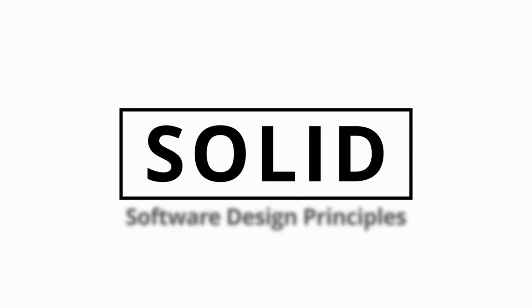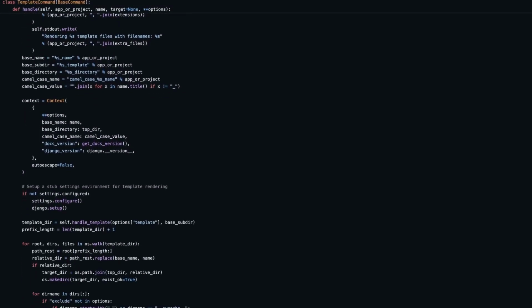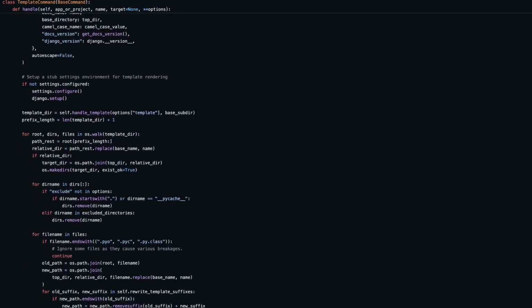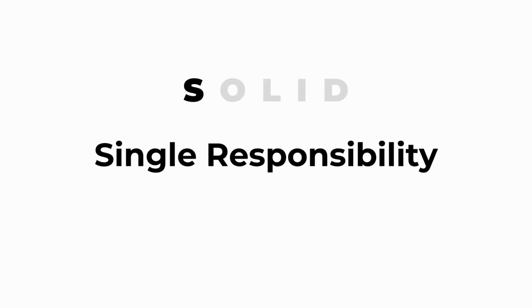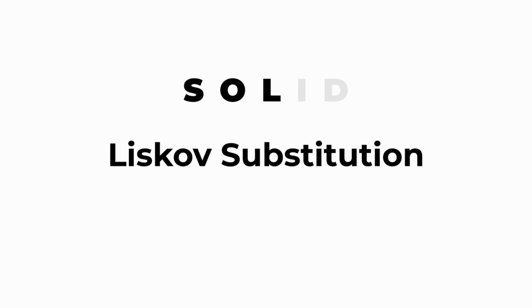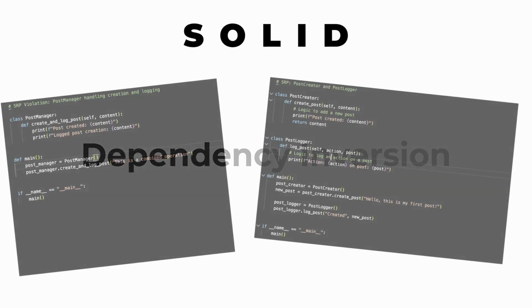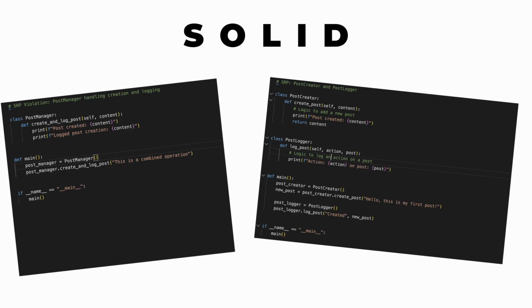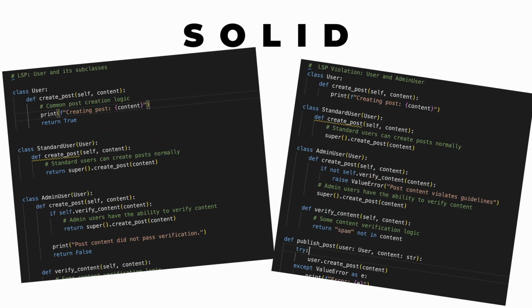This is a comprehensive guide on the SOLID software design principles. SOLID principles lay the foundation for building resilient and scalable software. Each letter in SOLID stands for a crucial principle in object-oriented programming: single responsibility, open-closed, Liskov substitution, interface segregation, and dependency inversion. We will dive deep into each principle, exploring their definitions, why they're crucial in software development, and how to apply them with real-life examples.